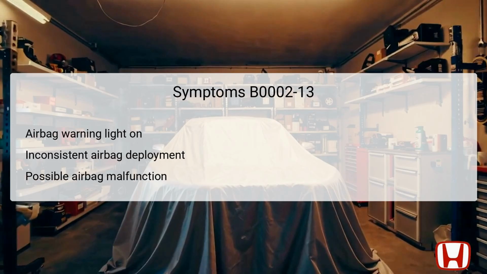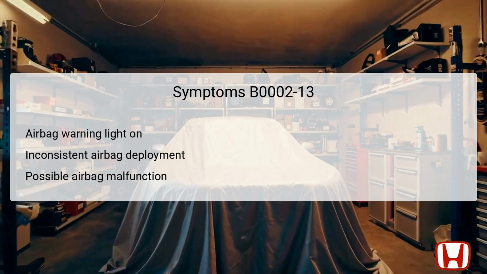Symptoms associated with DTC B0002-13 can vary, but a common indication is the illumination of the airbag warning light on the dashboard. This warning signals that the airbag system has detected a fault and may not operate correctly in a collision.